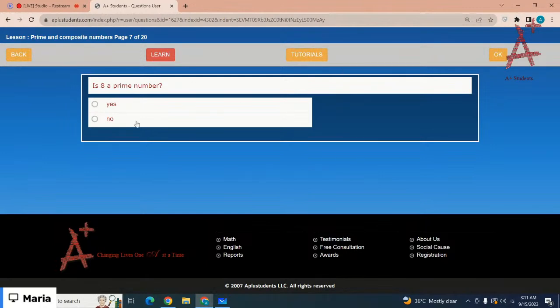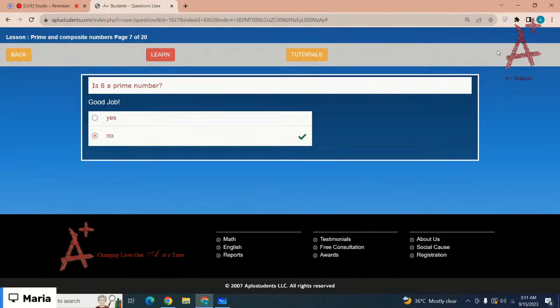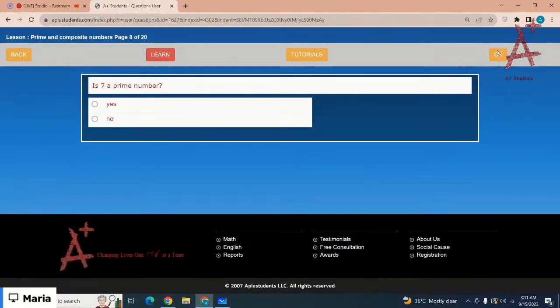8 is not a prime number. The correct option is no, right? No, it is not a prime number. Is 7 a prime number? Yes or no?